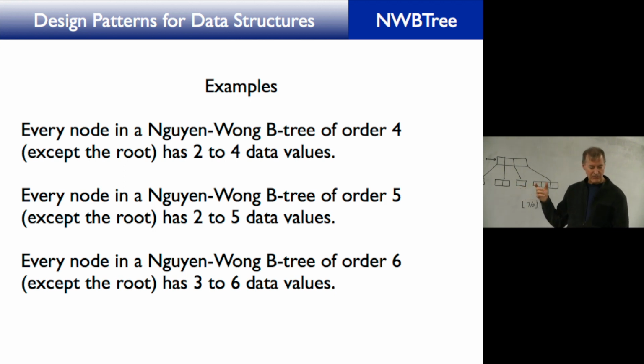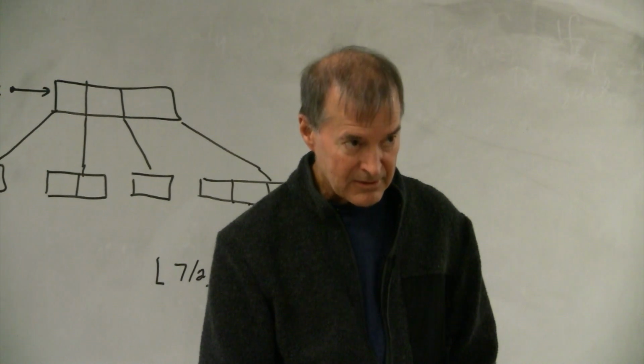All right? The order of a tree. So the order of a tree, of a Nguyen-Wong B-tree, is the maximum number of data values in each node, and always with the exception of the root. Is everybody clear on this?